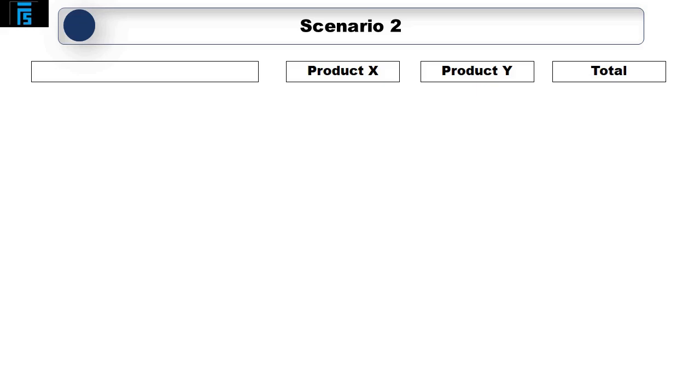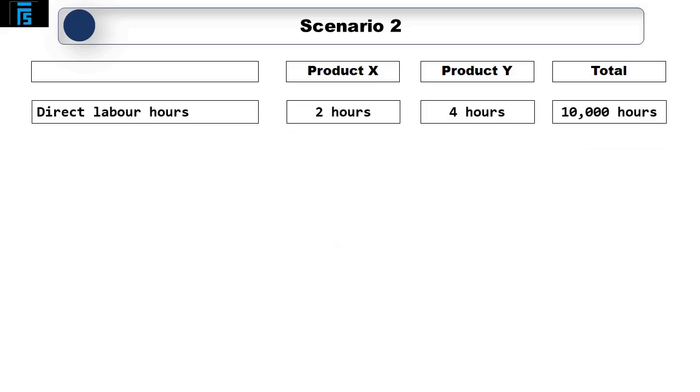In a linear programming problem, to determine the contribution maximizing production and sales volume for two products, X and Y, the following information is available. It takes 2 direct labor hours to make product X and 4 hours to make product Y. There are a total of 10,000 direct labor hours available.